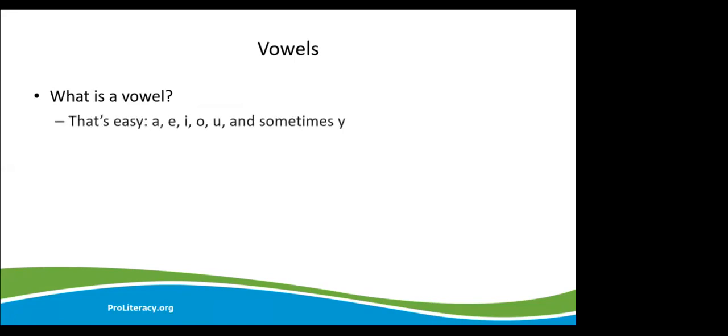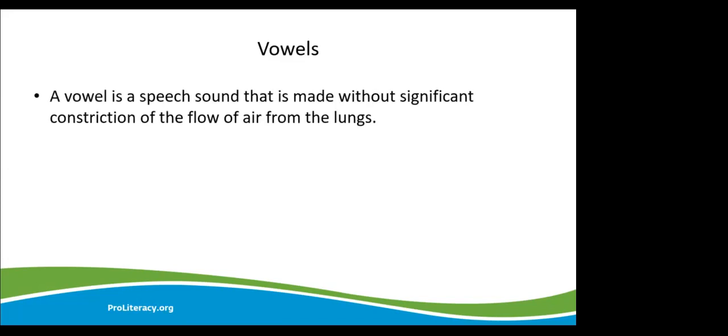I want to start by looking at vowels. So what is a vowel? You're like, oh, a vowel, that's easy. It's A, E, I, O, U, and sometimes Y. Great. But what actually is a vowel? What does it mean as far as the creation of the sound is concerned? What we're looking at is a sound that comes from our lungs, pulls the air up from our lungs and out through our mouth with little to no constriction of the airflow.